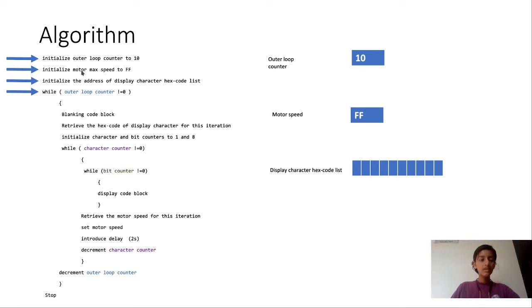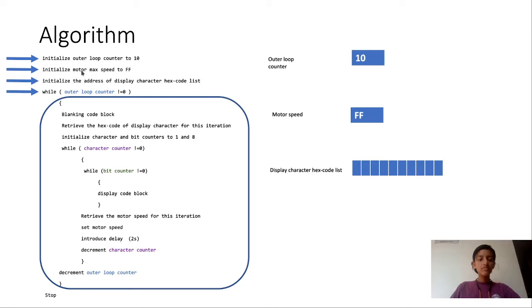It's a while loop, and with every iteration of this loop the motor will change its speed to some value and the display will first blank out and then display the motor speed. So for all of this there is a code block for blanking of the display, and then we retrieve the hex code of the character to be displayed in this iteration. Now we initialize the character and bit counters to 1 and 8 respectively.